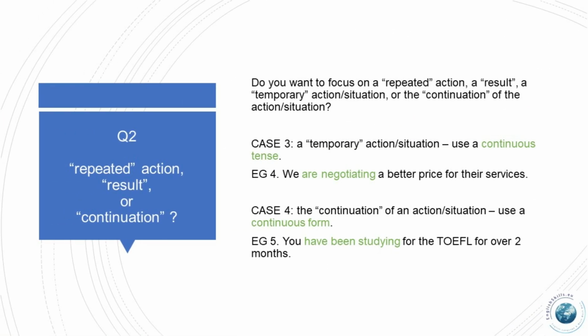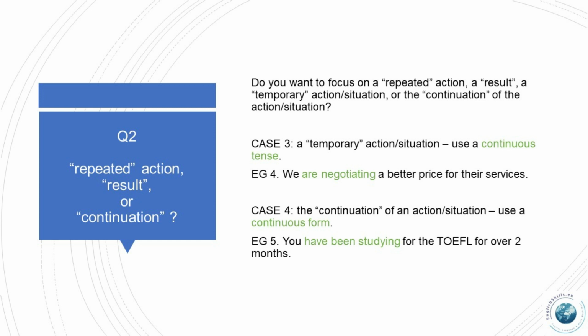Case 3. A temporary action or situation. So each of these cases, just review them again in your own time before you do the mini test. A temporary action or situation uses a continuous tense. It's one of the key issues that you need to make a breakthrough. When you're speaking, if you make a mistake, just go back and correct it. You'll actually get points in the TOEFL if you've made a mistake in the speaking and go back and correct it.